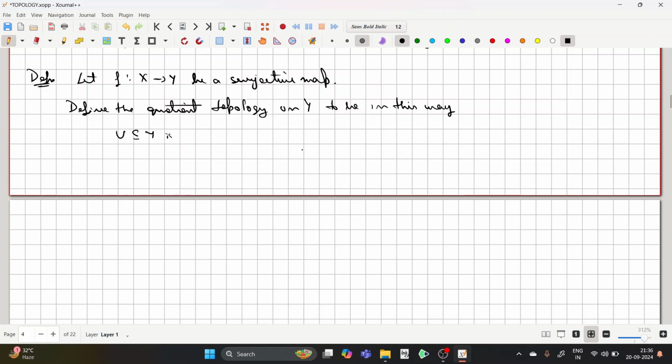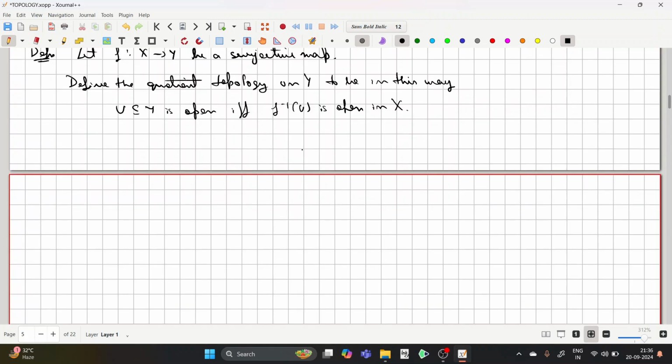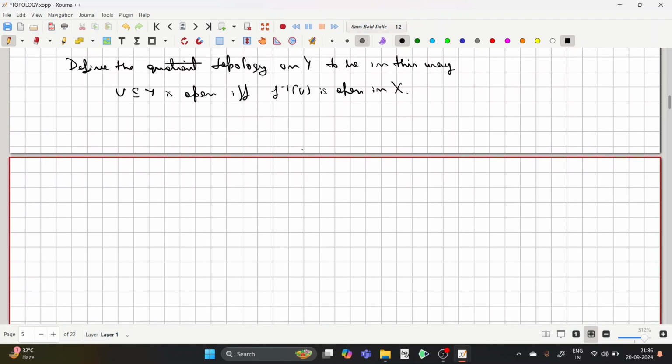U in Y is open if and only if f inverse of U is open in X, right? I guess you already have some hint of how we are setting this topology. And in fact, with this definition, I can justify the statement which I have been continuously using, that we are trying to define the finest topology such that this happens. So I can present this as a lemma.